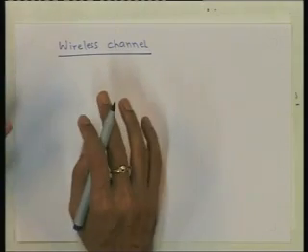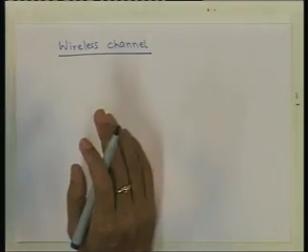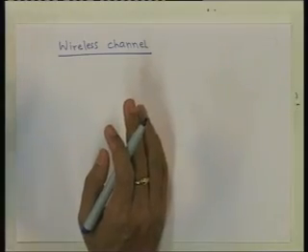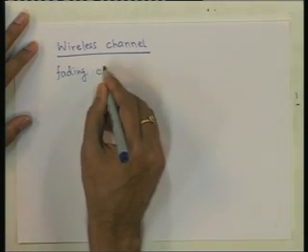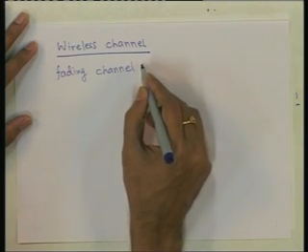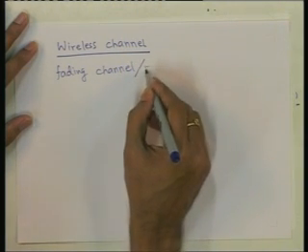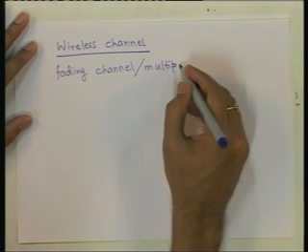So, first of all, let us discuss the different phenomena that the wirelessly transmitted signal goes through, then we will discuss the suitable model for wireless channel. So, such wireless channels are called fading channels, referred as fading channel or multipath fading channel or simply multipath channel for the reasons we will discuss now.